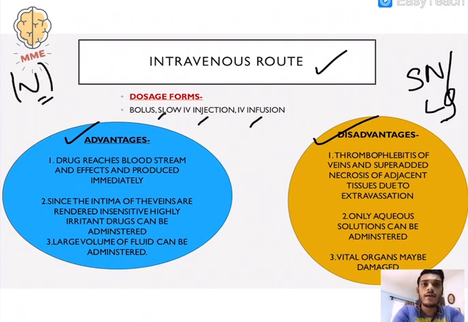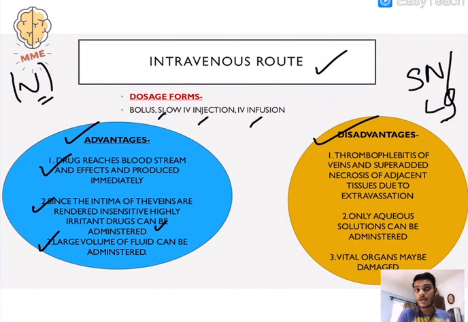So the advantages are that the drug reaches the bloodstream and the effects are produced immediately, right? Because you're directly administering it via your veins, it is directly reaching your systemic circulation. Next, while we administer the drug, the intima of the veins is rendered senseless, that is, it is mostly anesthetized, and hence highly irritant drugs, which may have been very difficult to gulp down or administer by other routes, can be administered via this route. And thirdly, a very large volume of fluid can also be administered via the IV route.